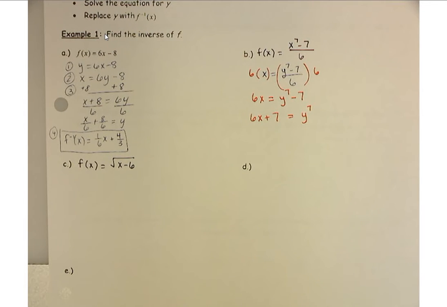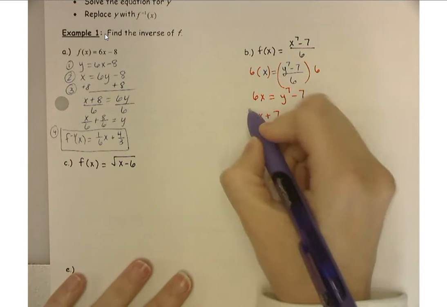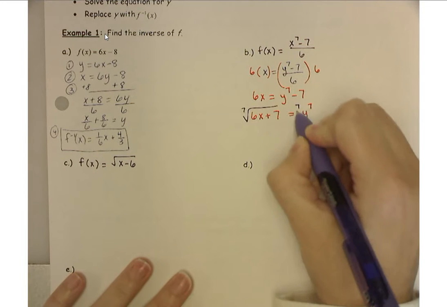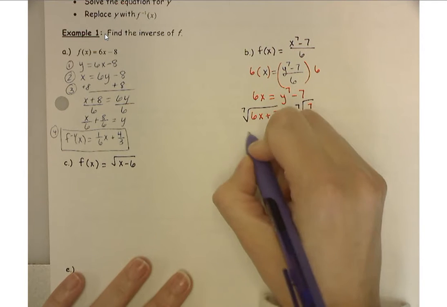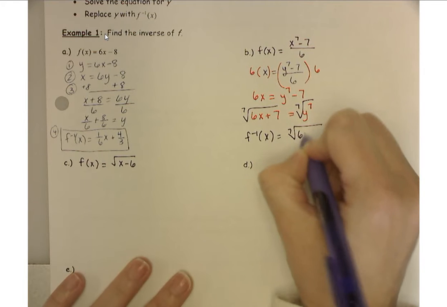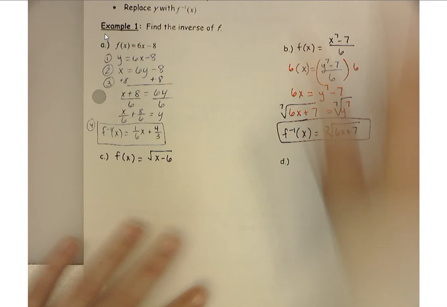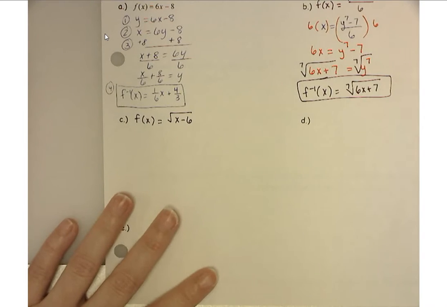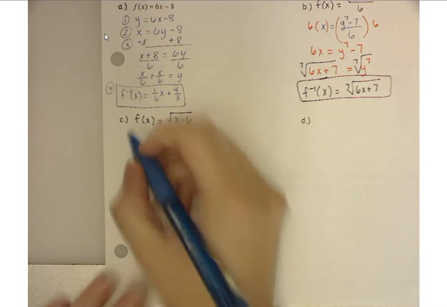Okay, and then, Michael, how do I undo the 7th power? Take the 7th. Yep, so I'm going to take the 7th root of both sides. Okay, and then I'm just going to go ahead and write this in my inverse notation. So the inverse is going to be the 7th root of 6x plus 7. Okay, great. All right, now for this one, again, your first step is to switch your x and your y.